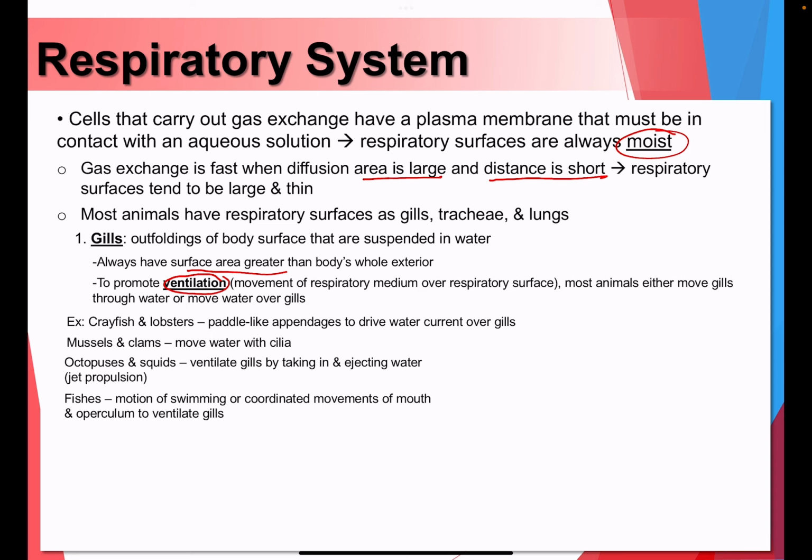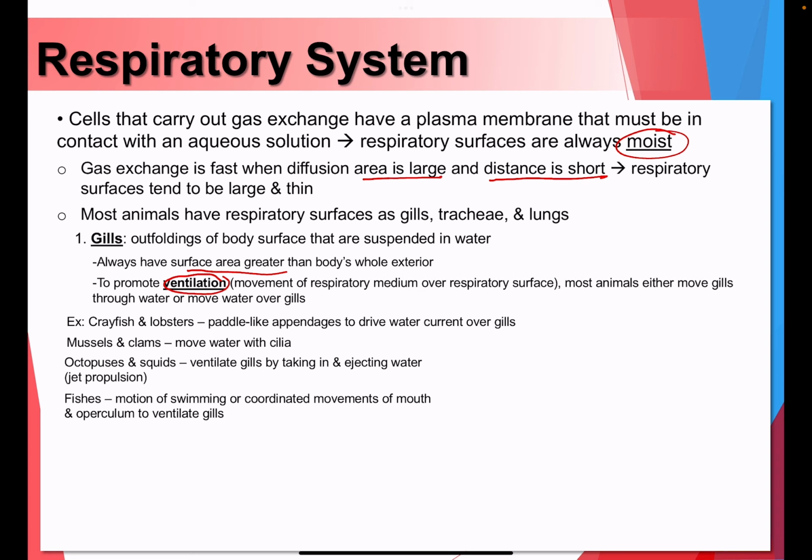Octopuses and squids are the ones swimming around in the ocean. They can ventilate their gills by movements. How they move is they take in a bunch of water and then eject that water out. We talked about that as a jet propulsion kind of deal. That's how they can move and change direction really quickly and maneuver through water.